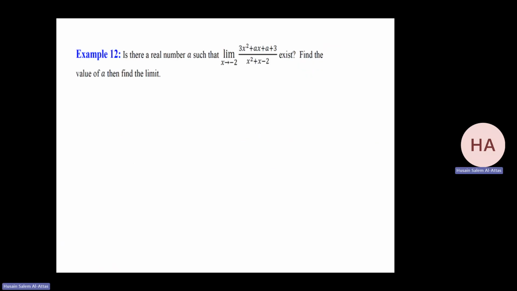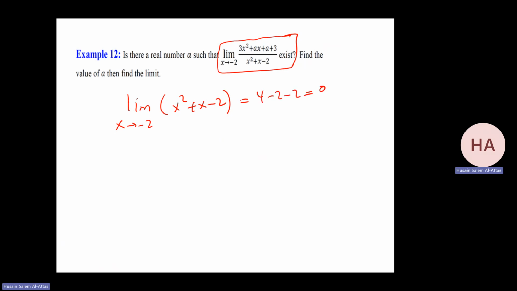Okay. Now we'll talk about a different type of question, which is a little bit of a concept question. Is there a real number A such that this limit exists? He said this limit exists. What's the idea? If you look at the denominator, the limit of the denominator as x goes to minus 2, that will be what? Just substitute: 4 minus 2 minus 2. The limit of the denominator is 0.